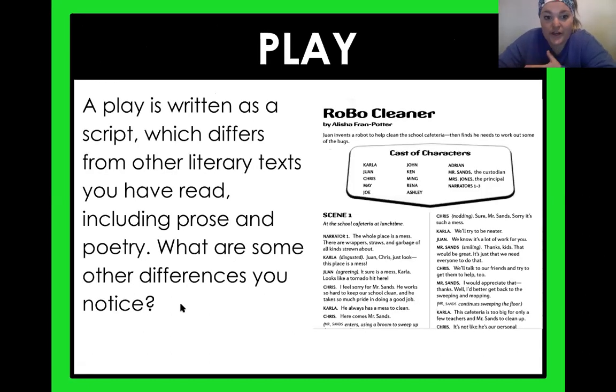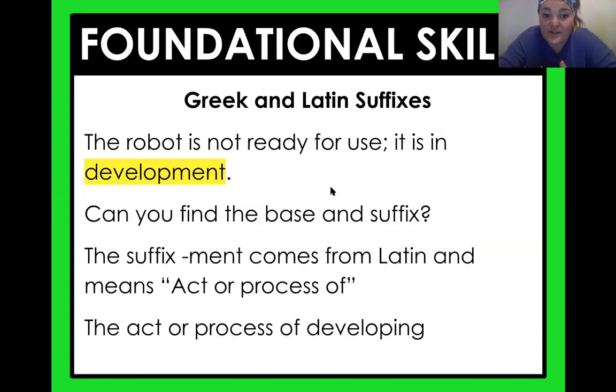Like we were talking about before, a play is written as a script, which is different from other literary text that we have read, including prose and poetry. What are some of the differences you notice? Is there anything I haven't already talked about? You can see there's a narrator. We have some characters talking. We have a list of characters up here. It gives us the plot. It tells us what's going to happen. But the narrators are something that's new.